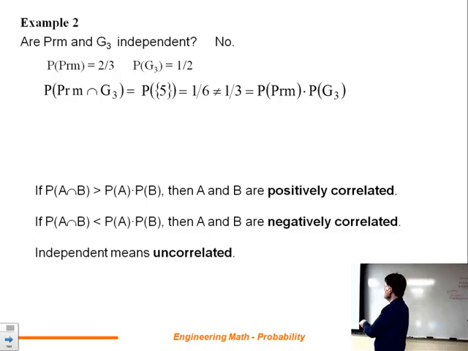All right. So if they're not independent, if they're dependent, there are two possible ways of considering it. Maybe the probability of the intersection is bigger than the product. If that's the case, then we say that A and B are positively correlated. That means that A and B more likely occur together. If the probability of A intersect B is less than the product, then we say A and B are negatively correlated. That means they're closer to being mutually exclusive. They tend not to occur together. Here's a good picture.